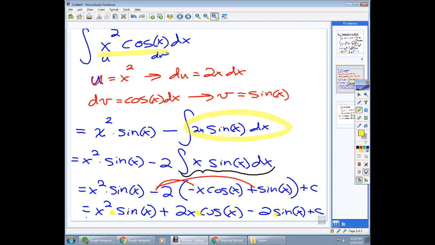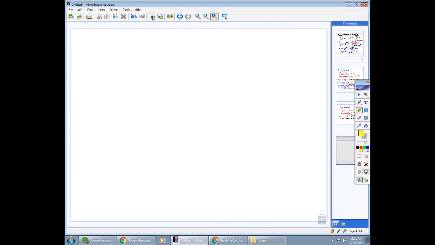All right, one more of these, and then we're going to talk about some other trig integrals. Let's find an antiderivative for e to the x times the cosine of x dx.